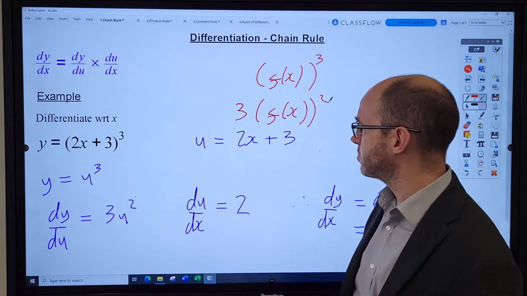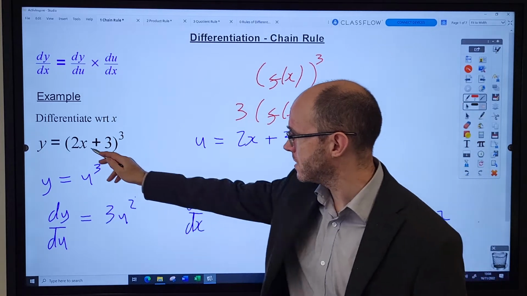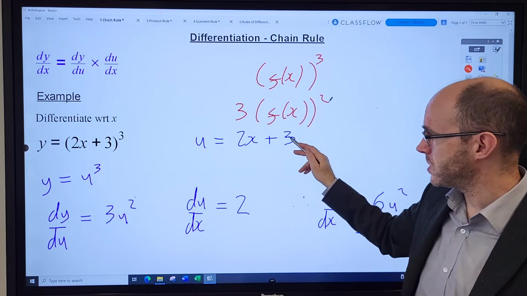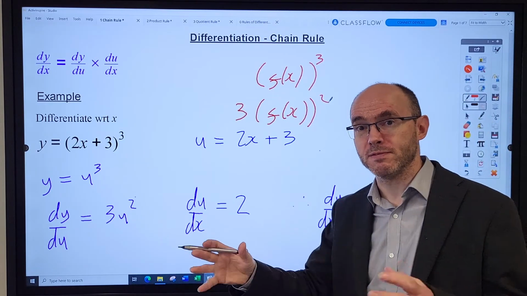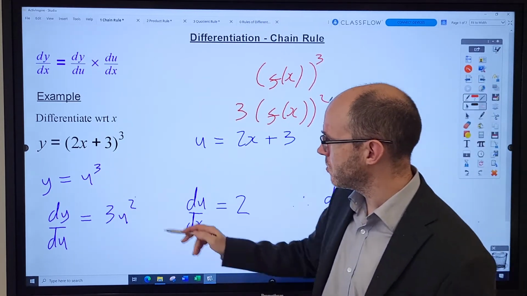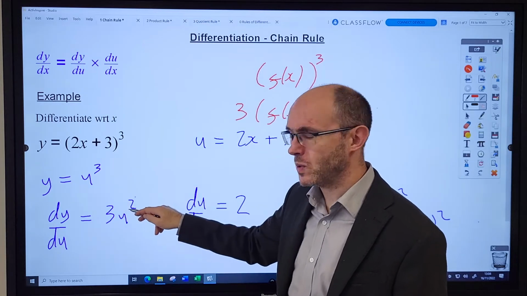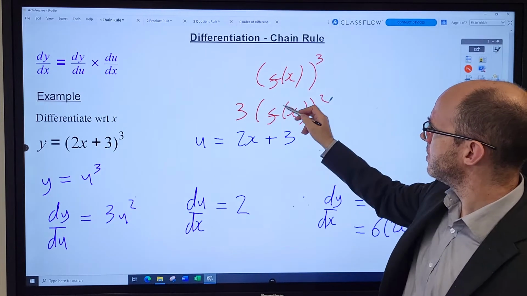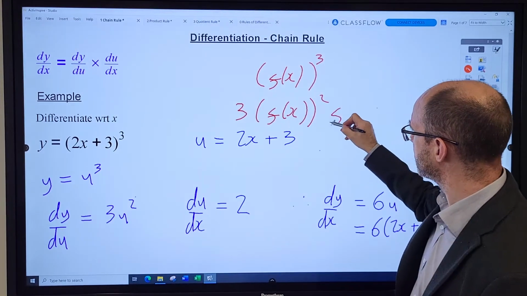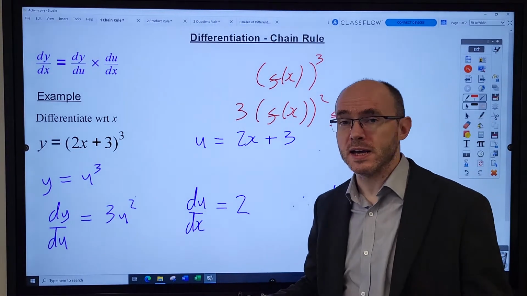And then notice what we're doing here is we're differentiating what's inside the brackets, okay? So here the bracket was 2x plus 3. We differentiated that. And if you notice our answer, it definitely fits that pattern, doesn't it? Because you've got the thing in brackets is u cubed, and then 3u squared, and then multiplied by du dx. So you've got 3 multiplied by f of x squared, multiplied by f dash of x. Okay, and that's a standard result you could use.